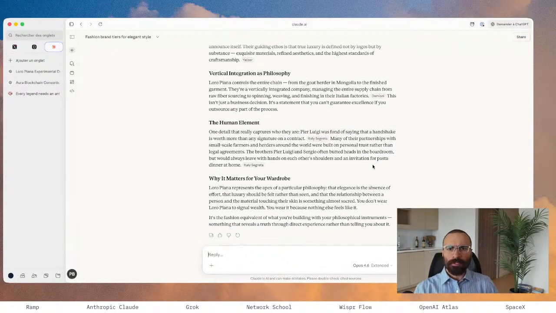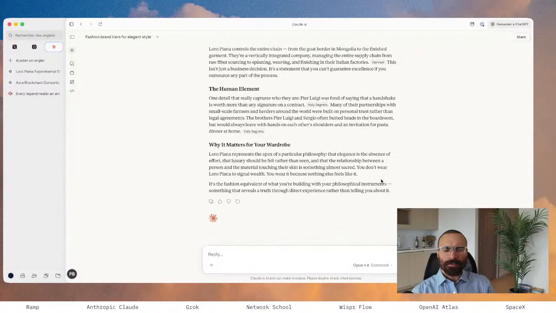Vertical integration is philosophy. Loro Piana controls the entire chain. From the goat herder in Mongolia to the finished garment, they are a vertically integrated company, managing the entire supply chain from raw fiber sourcing to spinning, weaving, and finishing in their Italian factories. It's a statement that you can guarantee excellence if you don't outsource any part of the process.